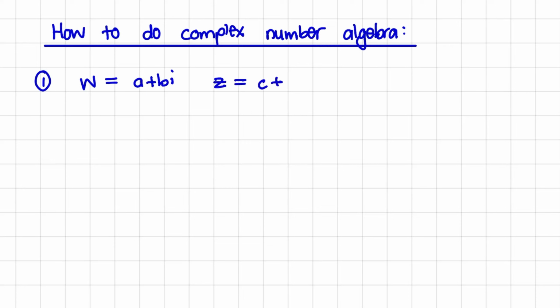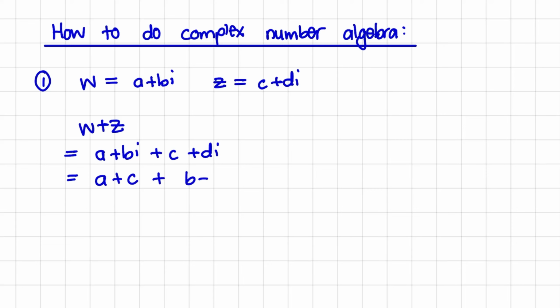C plus Di. If we say W plus Z, that is equal to saying A plus Bi plus C plus Di. And I can add like terms together. So it'll be (A plus C) plus (B plus D)i.